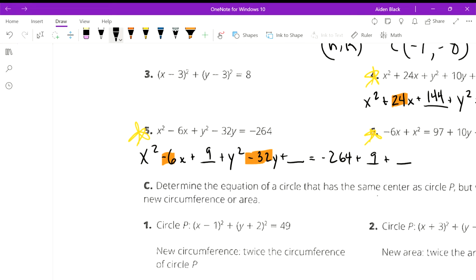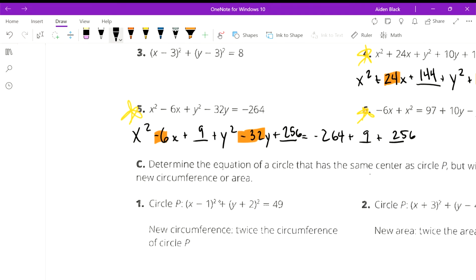And then half of 32 is 16, so we square, well, -16, but when you square it, you get a positive 256. What I'll do is add these numbers up first. We know 9 plus 256 is 265. So 265 plus -264 is clearly just positive 1.